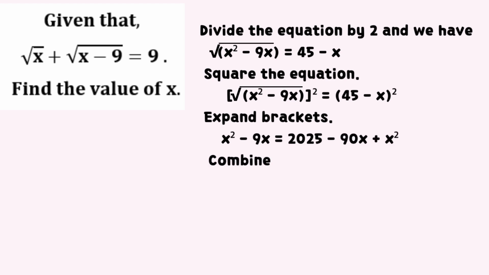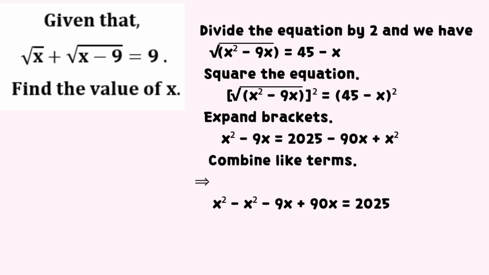Square the equation and we obtain a new equation as shown on the screen. Then, expand brackets. It implies that the square of x minus 9 times x equals 2025 minus 90 times x plus the square of x. Combine like terms so that the square of x minus the square of x minus 9 times x plus 90 times x equals 2025.